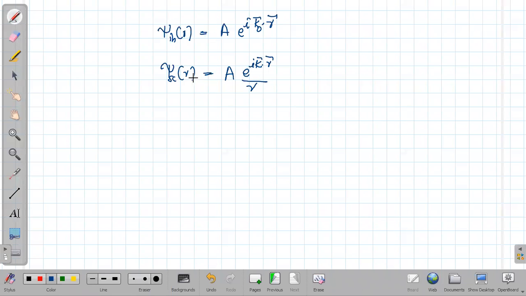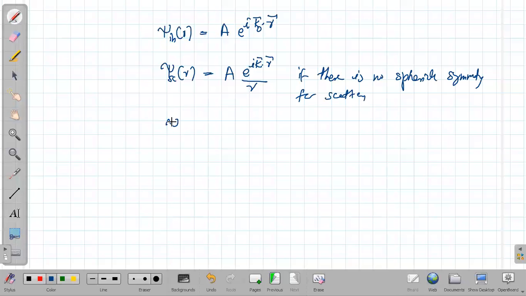Now, this assumes the scattering is spherically symmetric, that is, at all angles the scattered wave function is the same. It need not be true. If there is no spherical symmetry for the scattering, then the scattering wave function would depend upon the angles theta and phi.